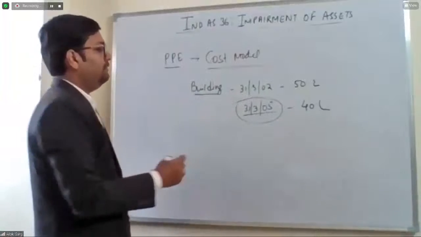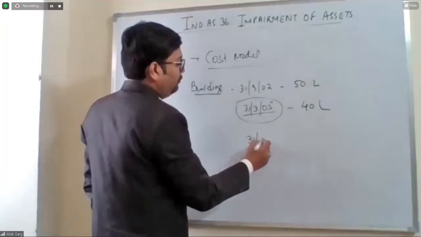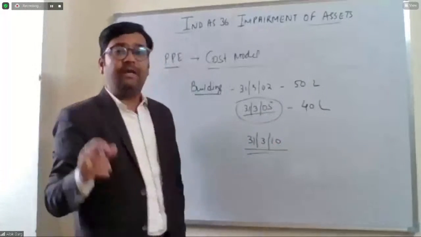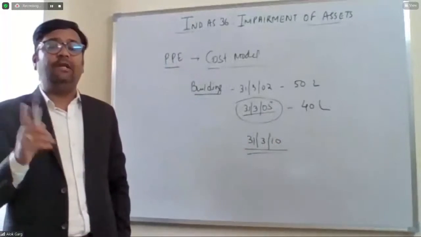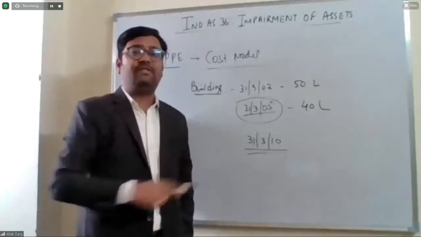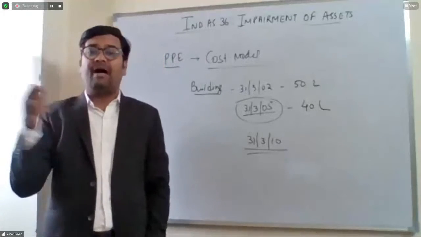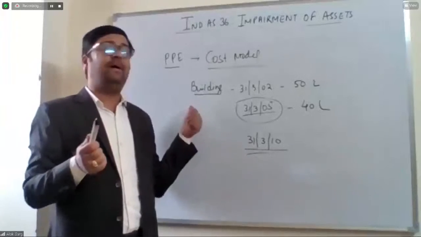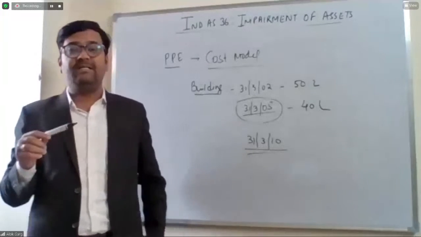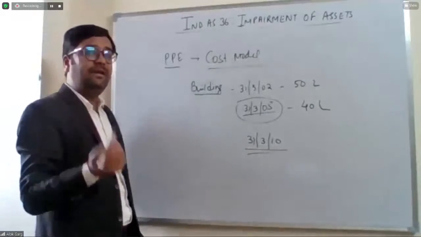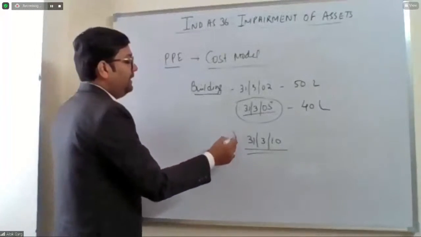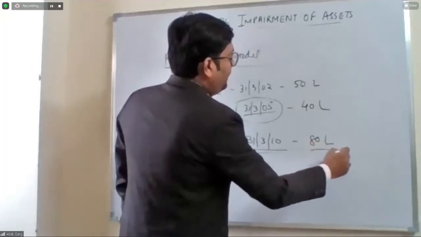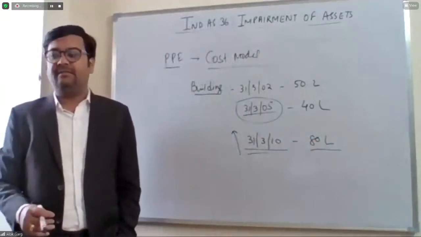Now on 31st March 2010, the government has announced that it will not build a highway near this building. It will build a green park near this building, and hence the value of the building has suddenly increased and become, let's say, 80 lakhs.